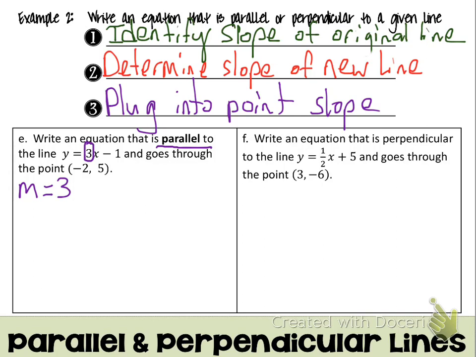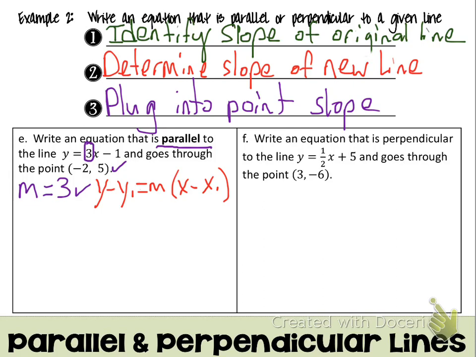Because they're parallel, so I know they have the same slope. So I'm given a point. I'm going to use point-slope form because I have a point here and I have a slope. Whenever you have one point and one slope, you're going to use point-slope form. So that would be y minus y1 equals m parentheses x minus x1.